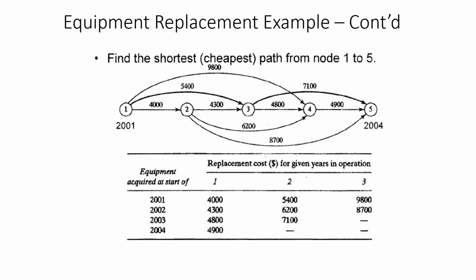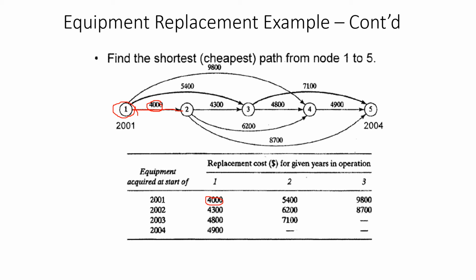The connection, or an arrow, between node I and node J means I acquire in node I, buy in node I, and I replace in node J. For example, here an arrow from node 1 to node 2 means that the fleet was acquired at the beginning of 2001 and then replaced at the beginning of 2002. So it's kept for 1 year, and thus the cost is $4,000, this number.